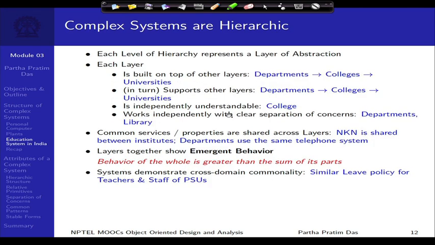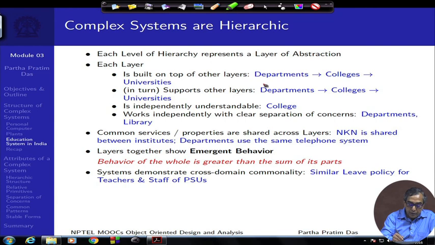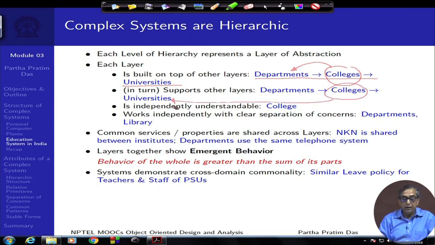So, we will be back to our characterization of complex systems, the same slide. Now, we are interpreting this in terms of the education system of India. Again, the highest level of abstraction is the education system in India. Below that we have CFTI and UGC and all those, and then the appropriate ones. For example, departments build up colleges, colleges build up universities. If we look at colleges, then they are built in terms of the layer of departments, and colleges go in terms of building the university layer.